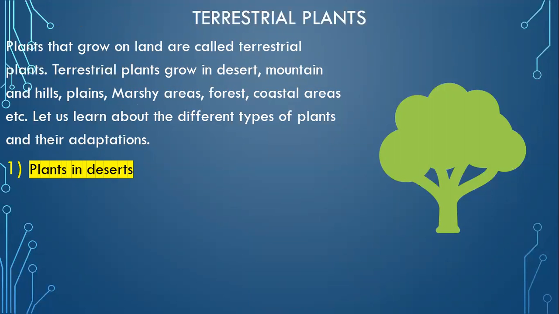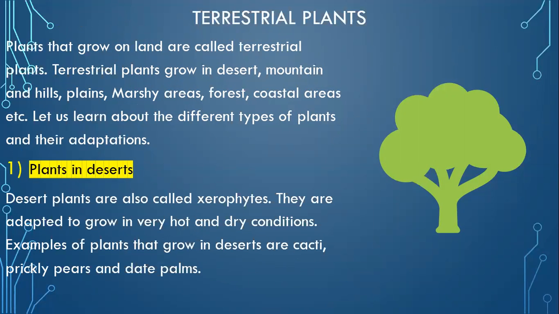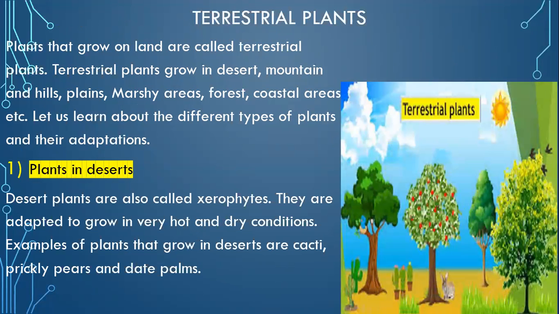So our first category is plants in deserts. Desert plants are also called xerophytes. They are adapted to grow in very hot and dry conditions. Examples of plants that grow in deserts are cacti, prickly pears and date palms. Here is one picture of terrestrial plants. See different types of terrestrial plants over here. You can see cactus and many more.